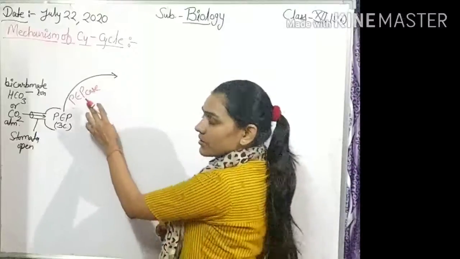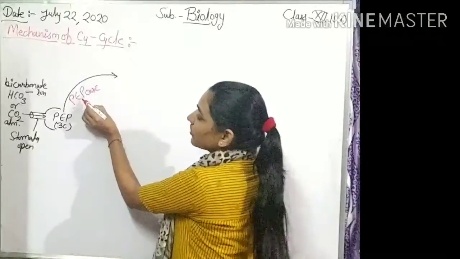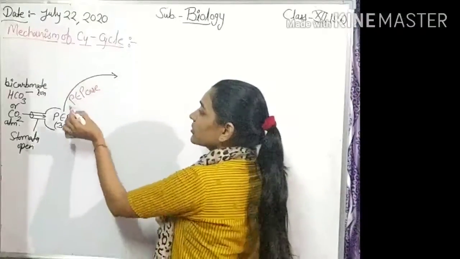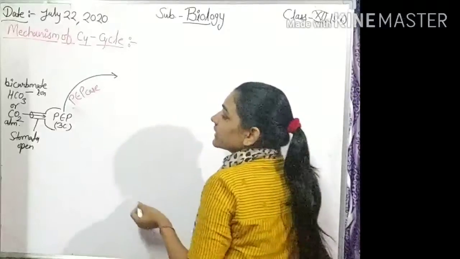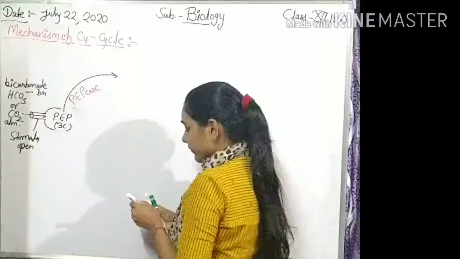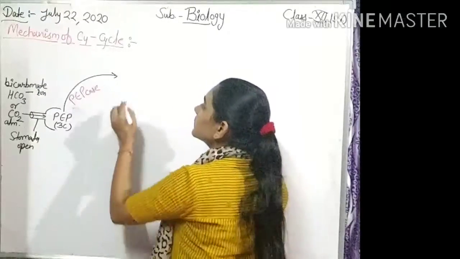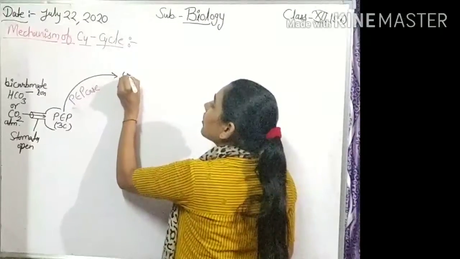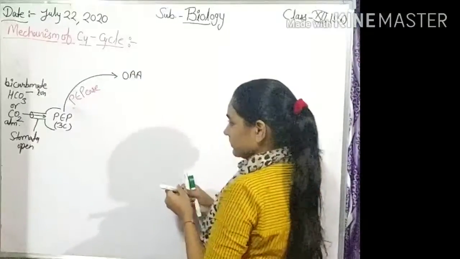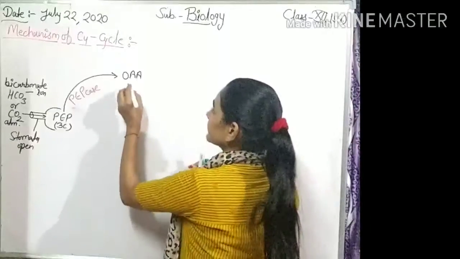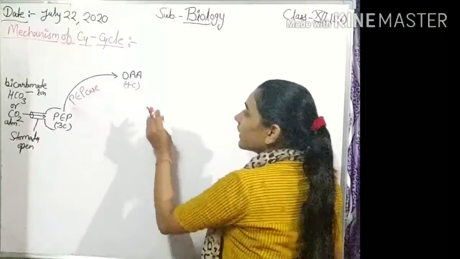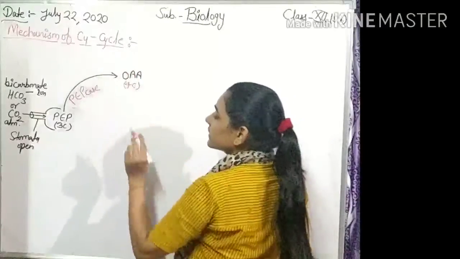full form phosphoenol pyruvate carboxylase. It means it is a carboxylative process, and PEP reacts with CO2 and converts into a 4-carbon compound, oxaloacetic acid. That's why the Hatch and Slack cycle is known as the C4 cycle.